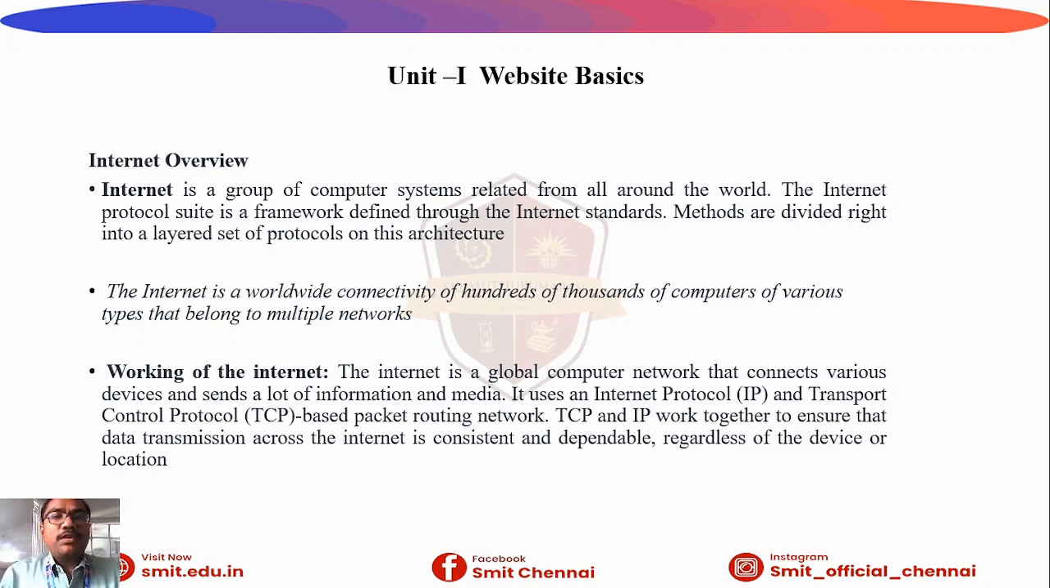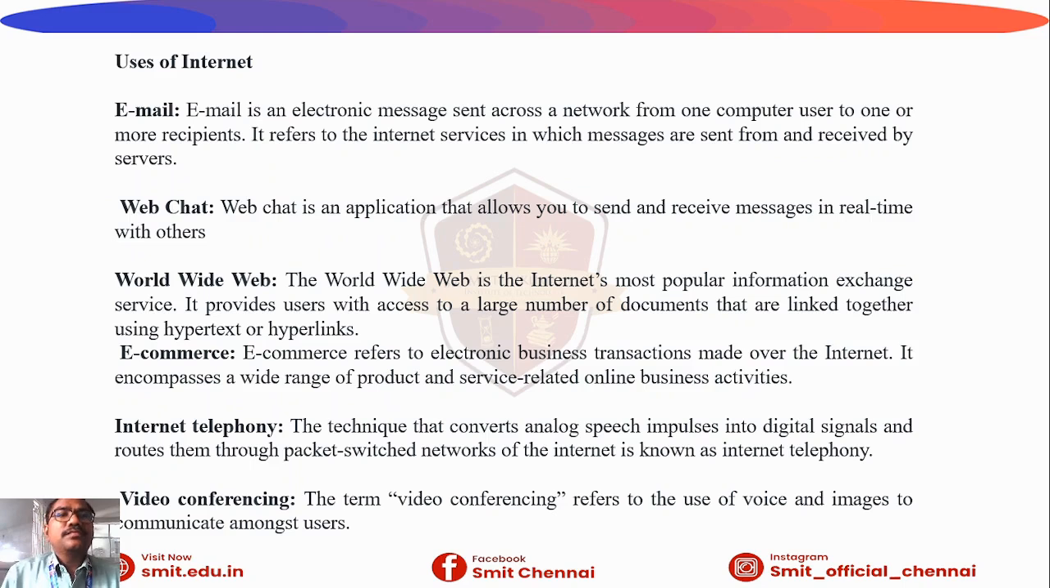So first we'll see the definition of Internet. Internet is a group of computer systems related from all around the world, and it is a protocol suite which is defined through the Internet standards. And how does this Internet work? It uses two types of protocols, that is Internet Protocol and Transport Control Protocol. Internet Protocol is mainly used to establish the connection, and Transport Control Protocol is used to send and receive the files.